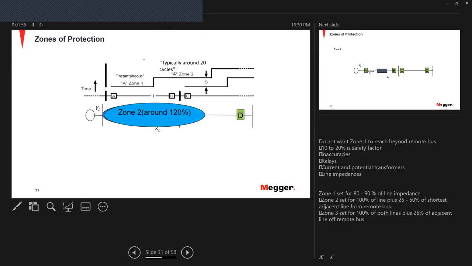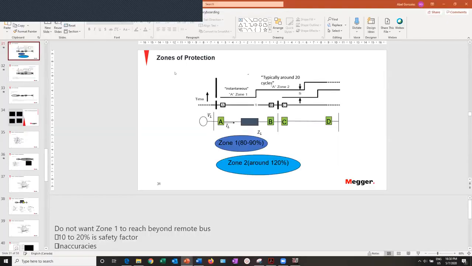Thanks, Abel. We have one last question, and that's going to be from Marius. For distance protection, does SMRT have tools for power swing test and out of step?